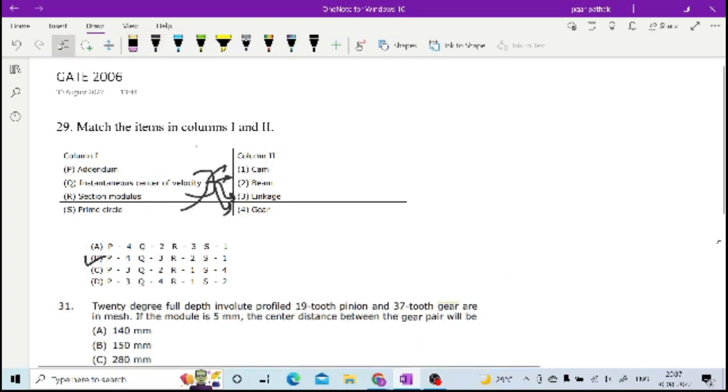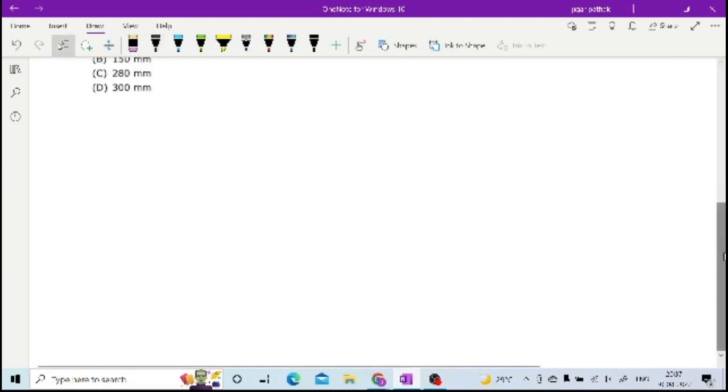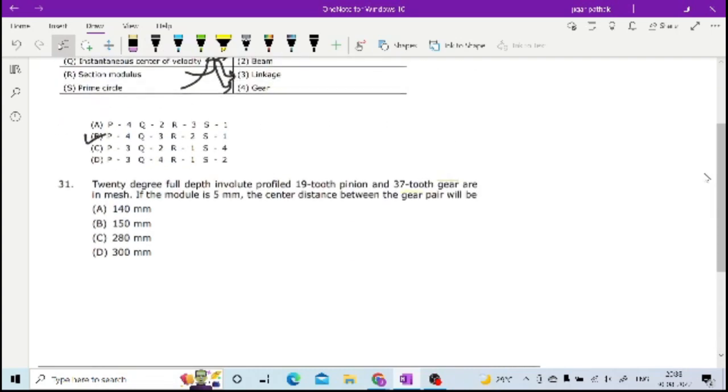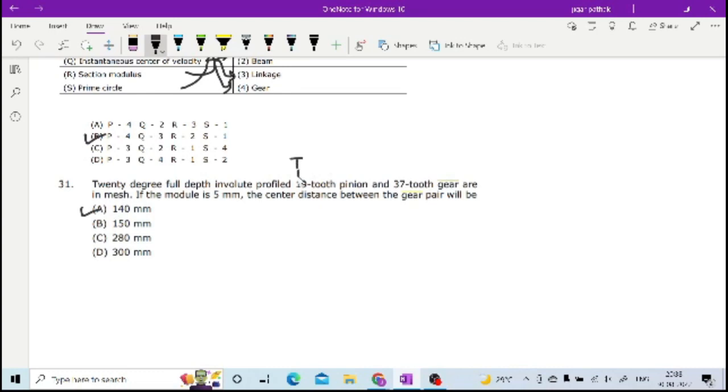Now go to the next question. Please try. I think it is 140 mm. Correct. So it is also a simple question. What you are provided is the number of teeth on pinion and gear, TP and TG. And you are asked to calculate the center distance.